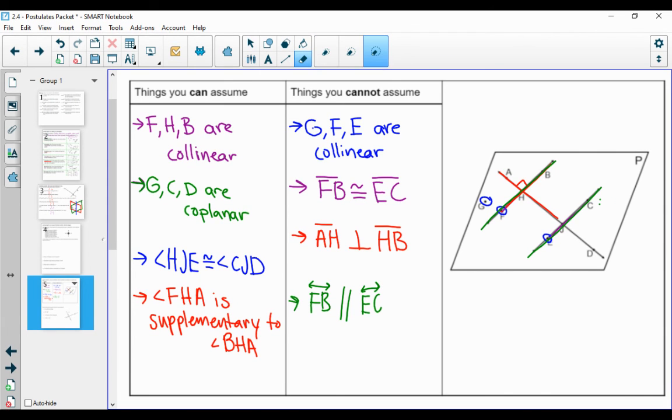Again, there are a ton more things I could have put on this list. These are just a couple examples.